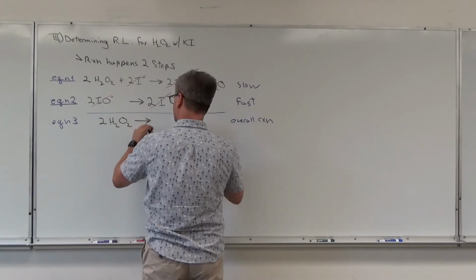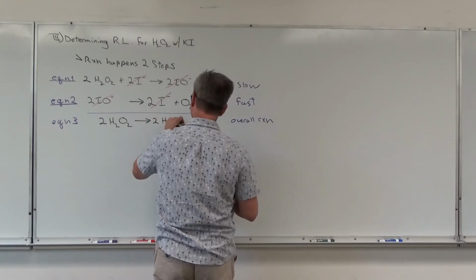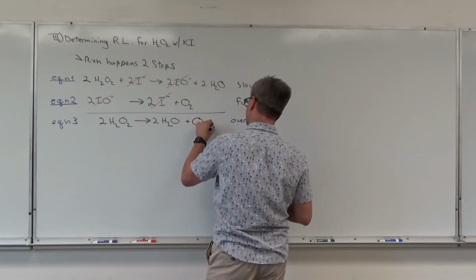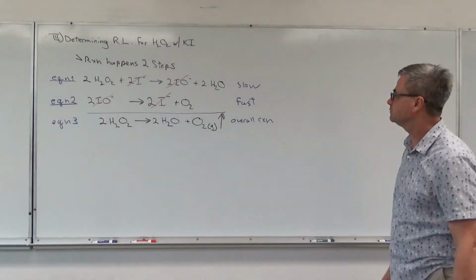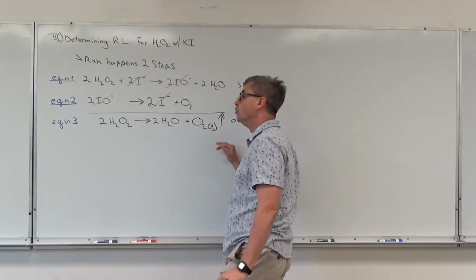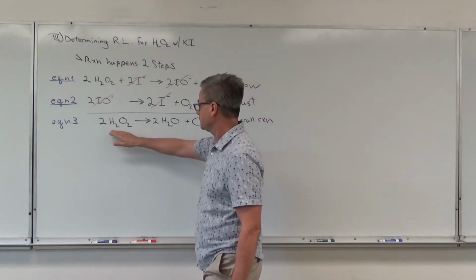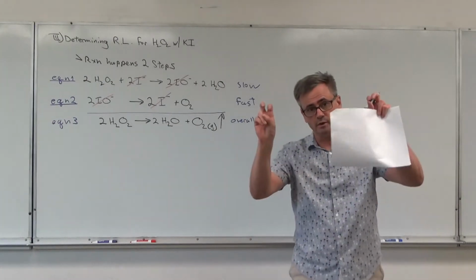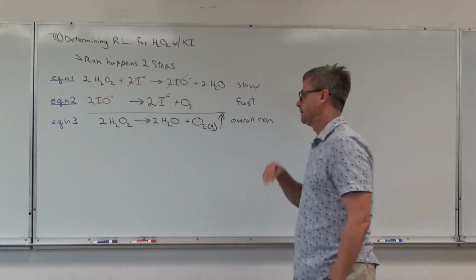Overall, 2 hydrogen peroxides are decomposed into 2 water molecules plus 1 oxygen gas. That little arrow means it bubbles out. It's going to be critical to our setup today. The stoichiometry of the overall reaction is going to be important because we're going to draw conclusions about the concentration of peroxide based on how much oxygen we observe. So we need to appreciate that stoichiometry.